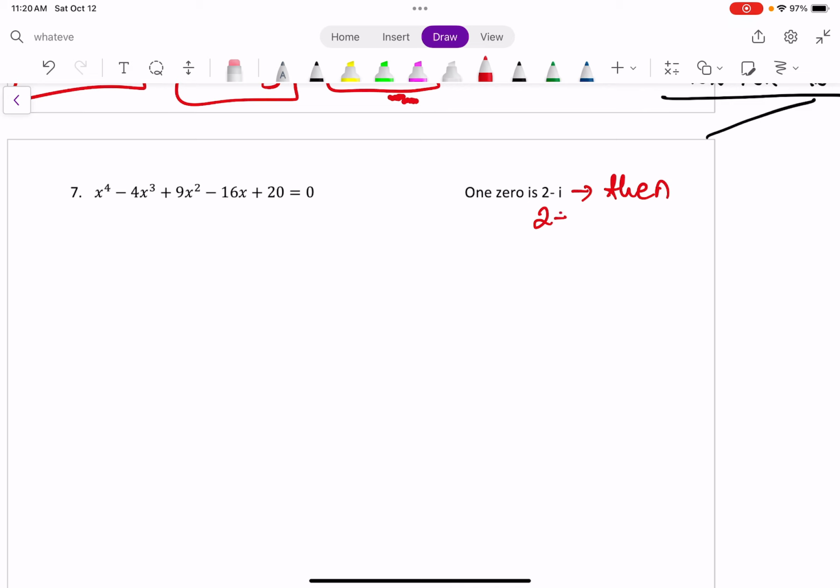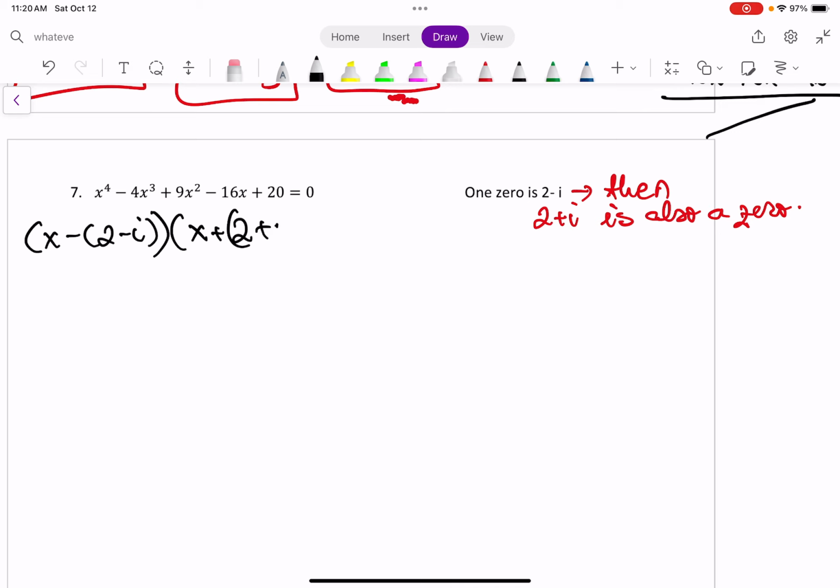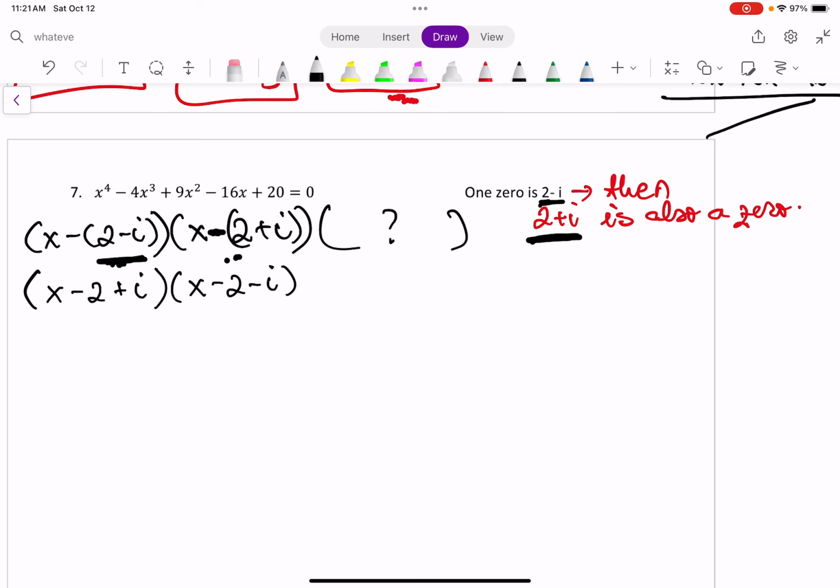So if 2 minus i is a 0, then 2 plus i is also a 0. So therefore, x minus (2 minus i) and x minus (2 plus i) are 2 of my factors, right? And then I just need to find the leftover factor later on. Okay. So those are 2 of my factors. Again, if one number is a 0, then x minus that number is a factor. So 2 minus i is a 0, therefore x minus that is a factor. The reason why I put them in parentheses, because subtracting is always tricky, is you must change the signs. And if you don't, you are going to get the wrong answers.